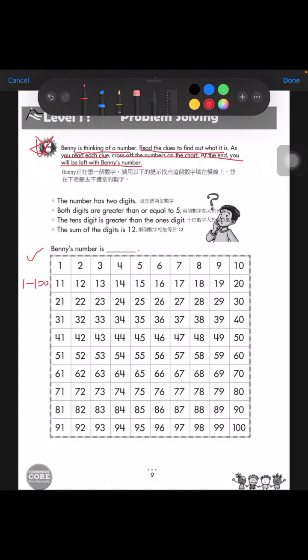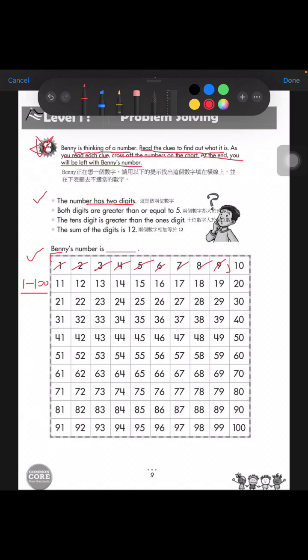Okay, let's look at the first clue. This one. From this clue, we know that the number has 2 digits. According to this clue, we know that some of the numbers can be crossed out in this chart because these numbers don't have 2 digits. So which numbers should be crossed out, do you know? Yes, it's from number 1 to number 9 because these numbers don't have 2 digits. They only have 1 digit. So we cross out 1 to 9.